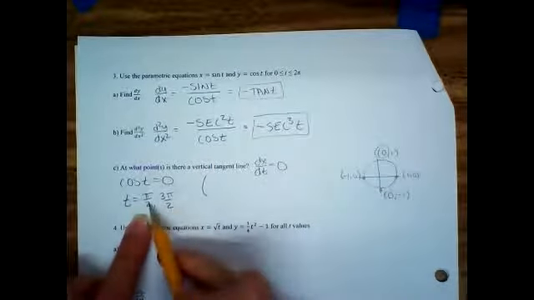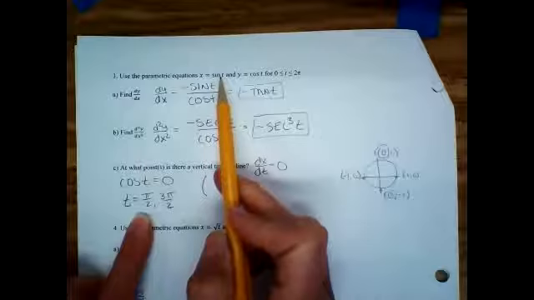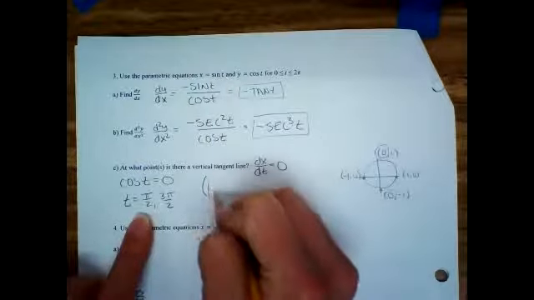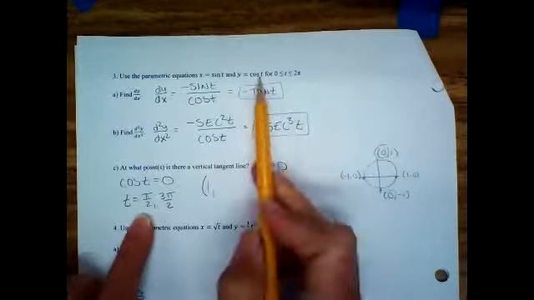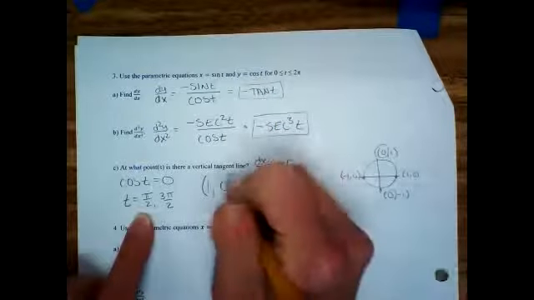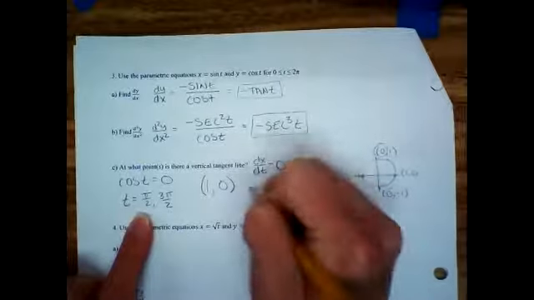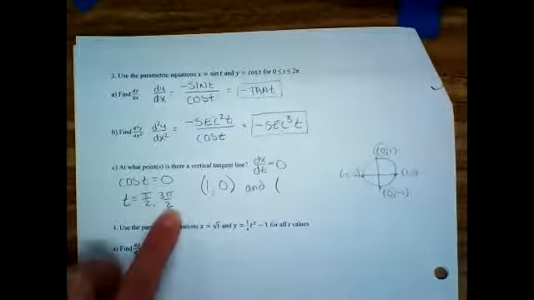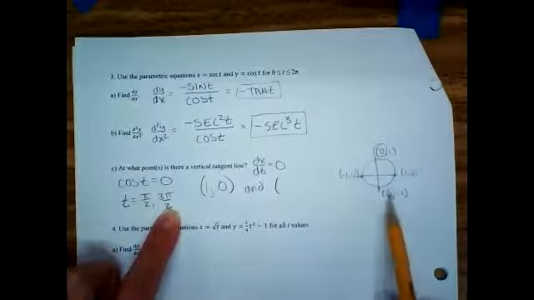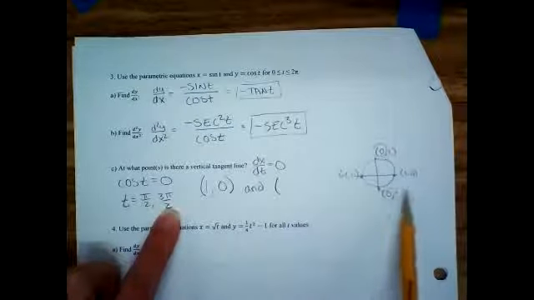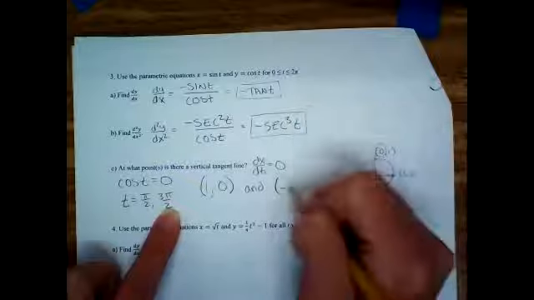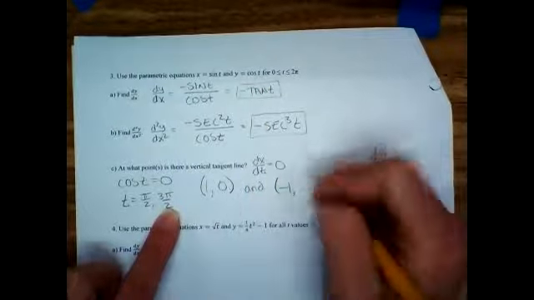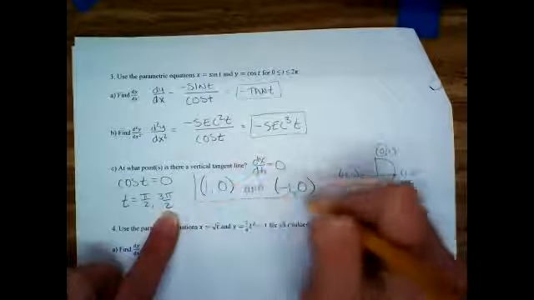So first let's plug in pi over 2. Sine of pi over 2 will be 1, comma, and then cosine of pi over 2 is 0. So that's one of them. And now we're going to plug in 3 pi over 2. Sine of 3 pi over 2 is negative 1. And then for y, cosine of 3 pi over 2 is 0. So those are the 2 coordinate points.